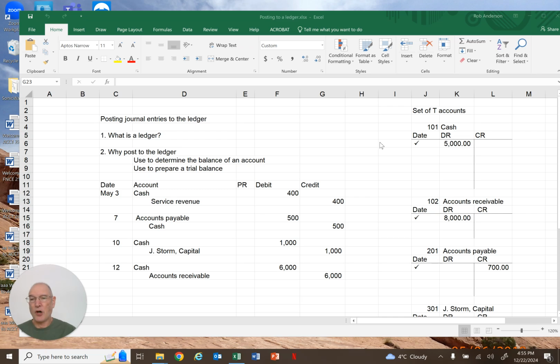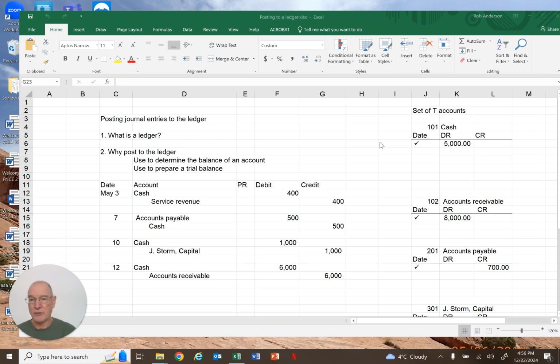And then we could take all of our journal entries through May and post them, and we'll go through this posting process in the video. So post them to the cash ledger account, and then when we balance off that ledger, we know how much cash we have. So the ledger is a continuing record, or sort of a running total, you could call it, of the balance of any account.